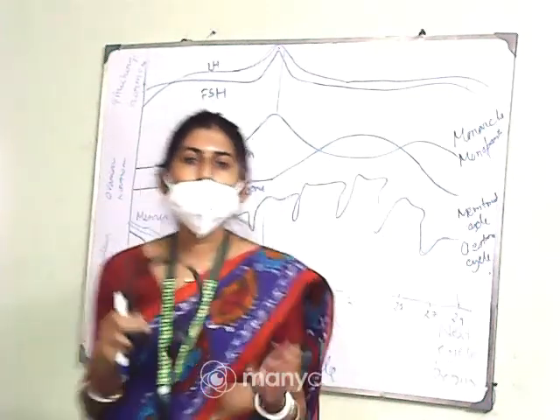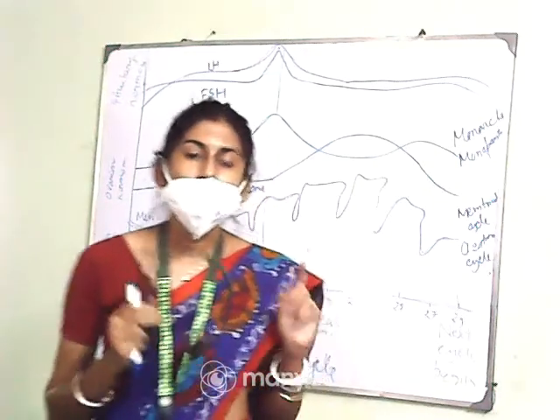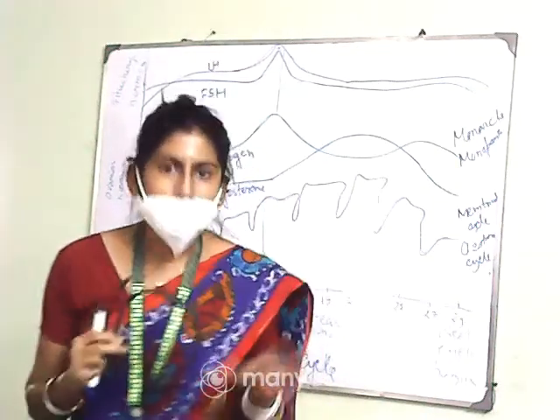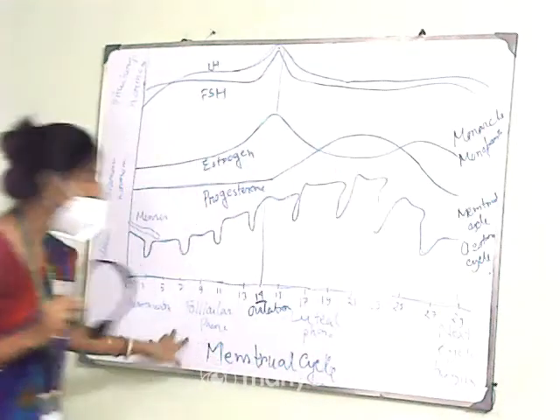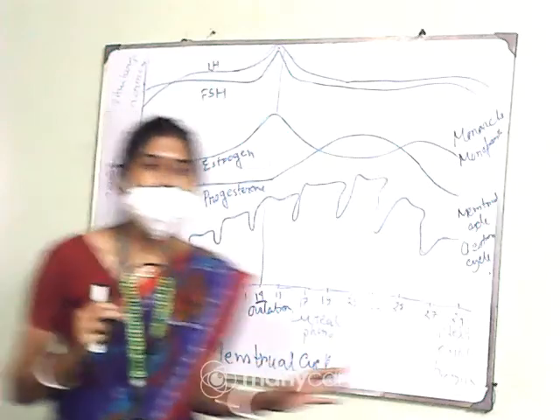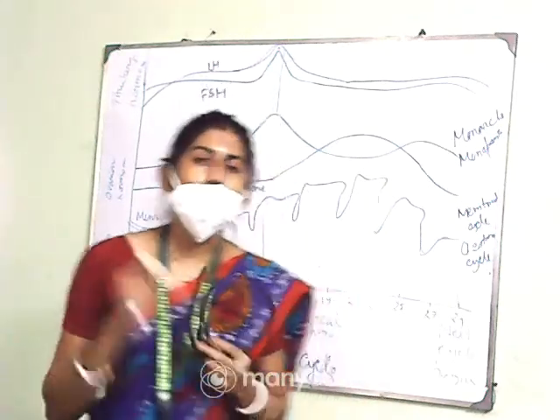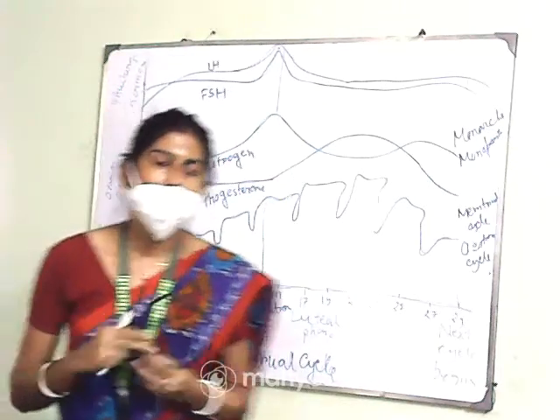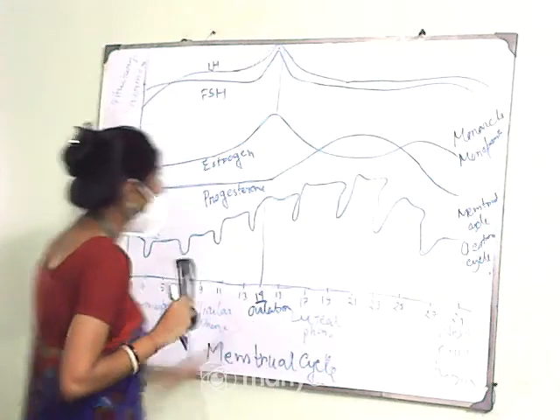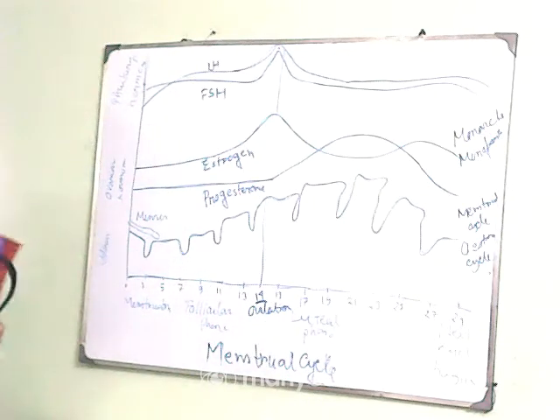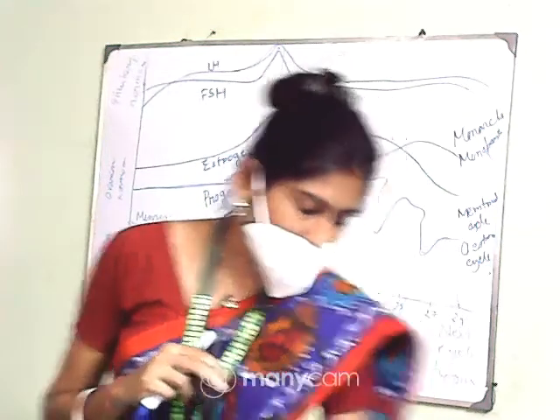So what are the four main phases of the menstrual cycle? I am repeating. First one is the menstrual phase. In the menstrual phase, menstruation will take place. Next phase is the follicular phase. Its alternative name is the proliferative phase. Why it is called so, I will discuss later. Next, when ovulation is taking place, this phase is called the ovulatory phase, and at the end you will get an important phase, the luteal phase.